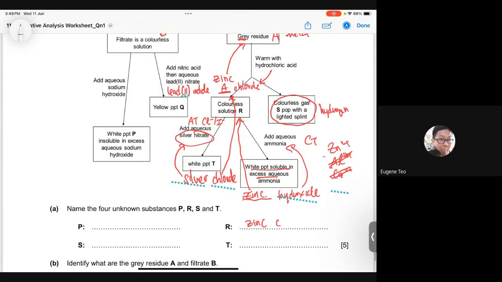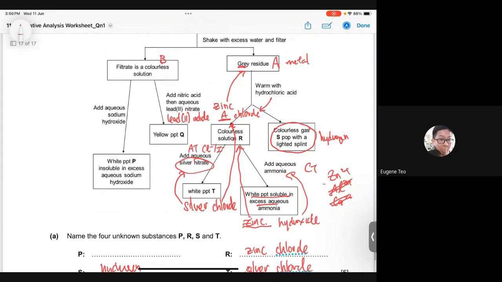So let's fill out a bit. R is zinc chloride. P is silver chloride. S is hydrogen. Okay, so that's what I have so far. Now let's go to B.